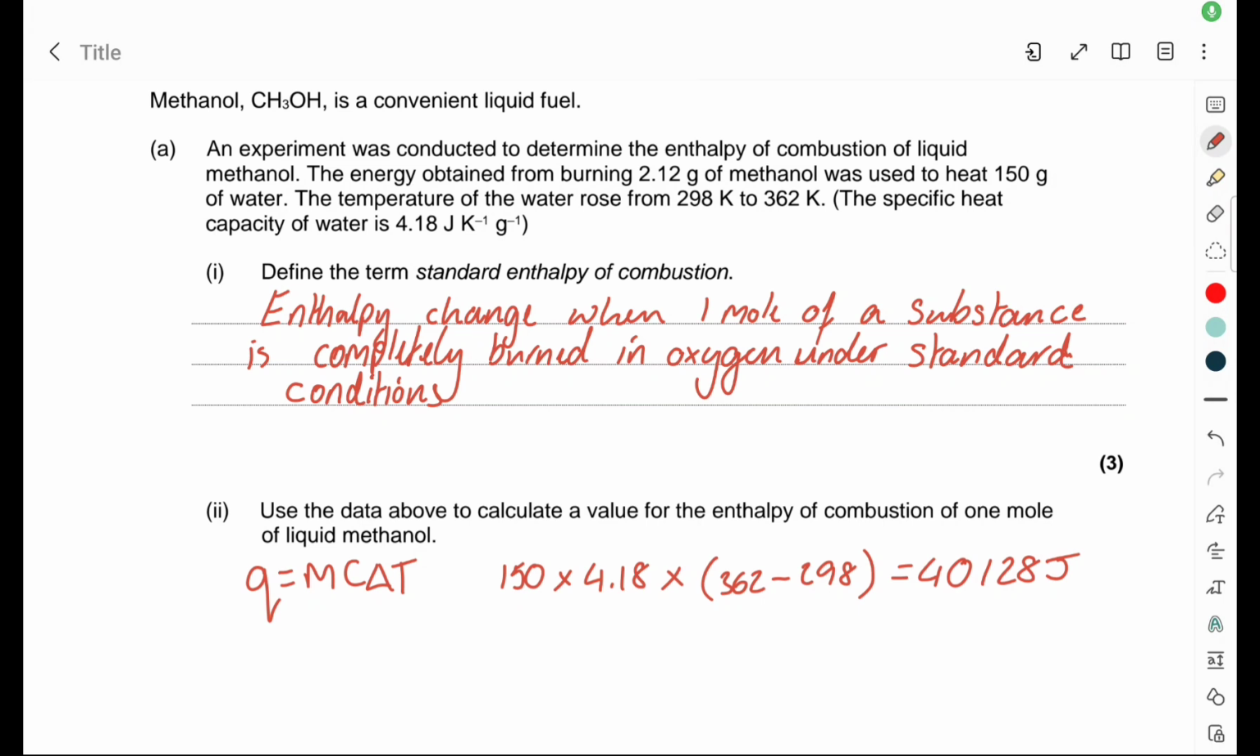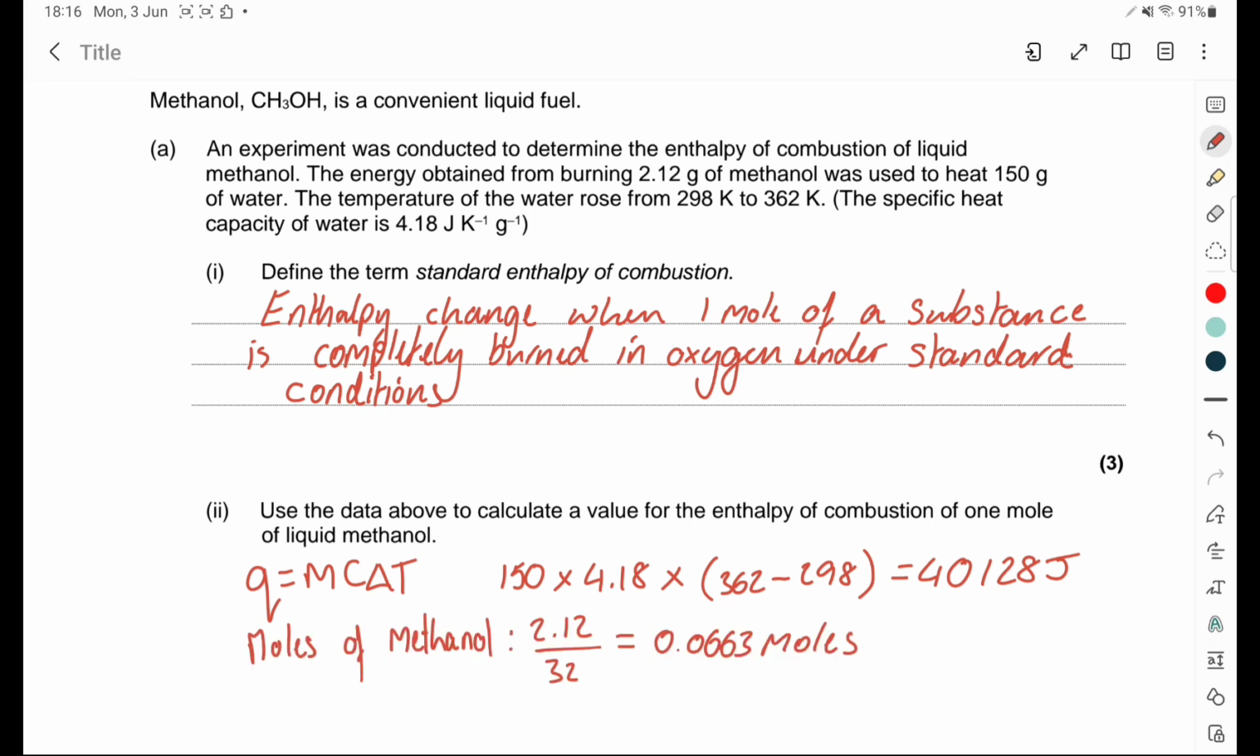If we're going to work out delta H, we need to use the equation delta H equals minus Q divided by 1,000 over the number of moles. Therefore, we need to know the number of moles. Because this is enthalpy of combustion, there's no question about which moles we're going to be using. It's going to be the moles of the fuel. Moles equals mass over Mr, so the mass of 2.12 divided by the Mr of 32 gives us 0.0663 moles of methanol.